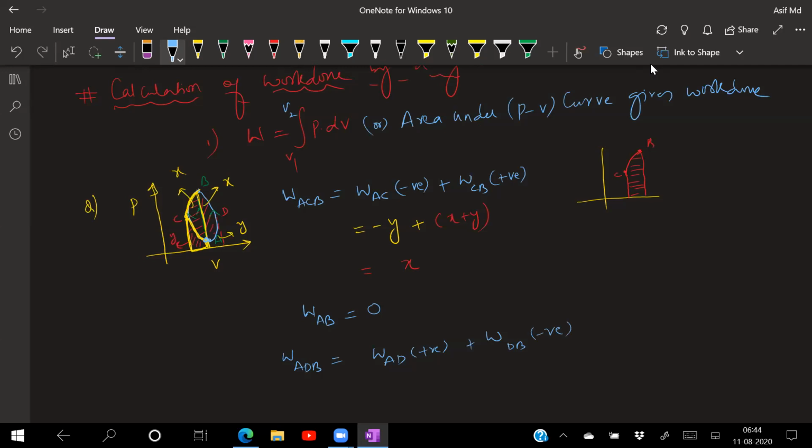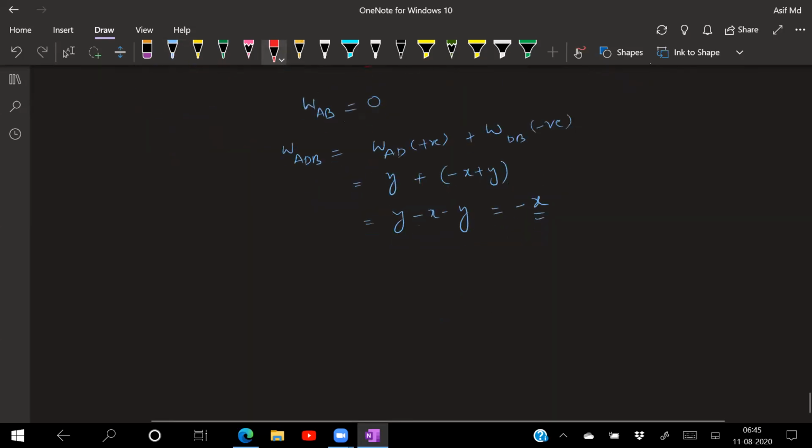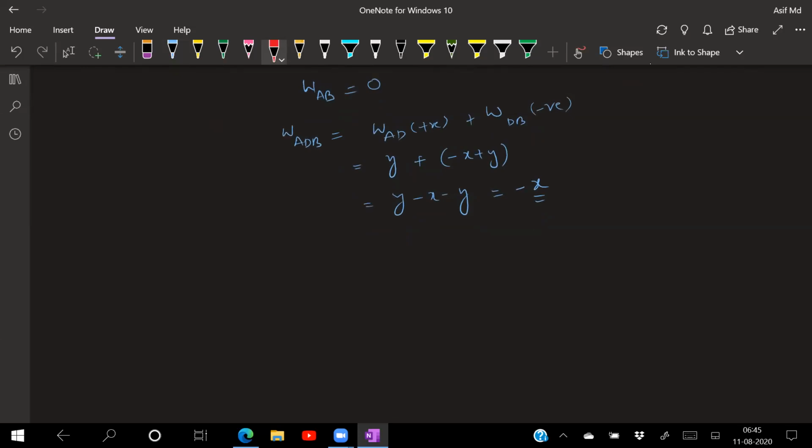So this will be positive or negative? Negative, sir. That means work done from your A to D, I'll take it as Y, plus work done from D to B will be equal to how much for me? Minus X plus Y. So this will be equal to your Y minus X minus Y. That will be minus X, the answer. Got an idea? I'll give you one more clarity because the complete chapter is based on this topic only. If you're clear with this one, the remaining all will become very easy.